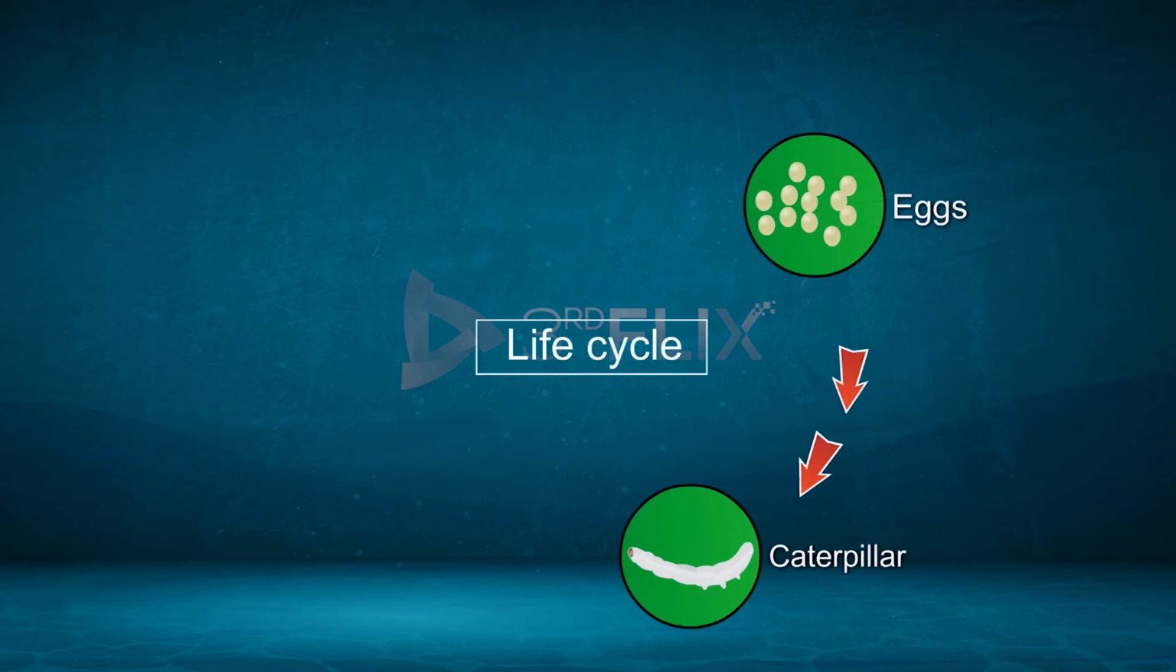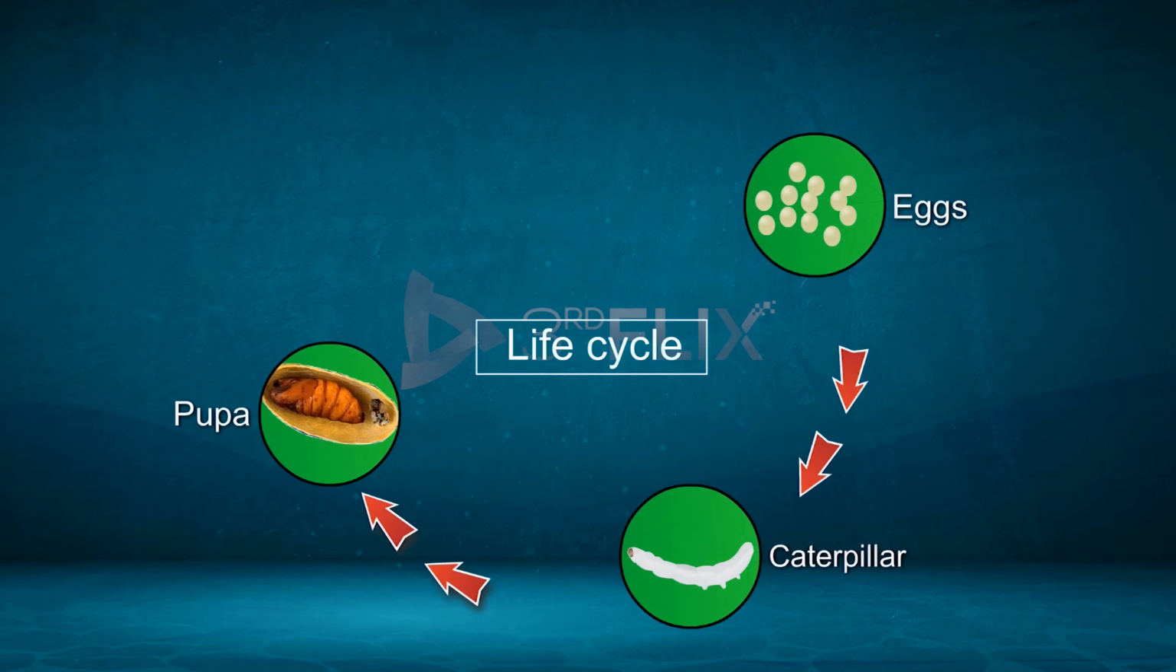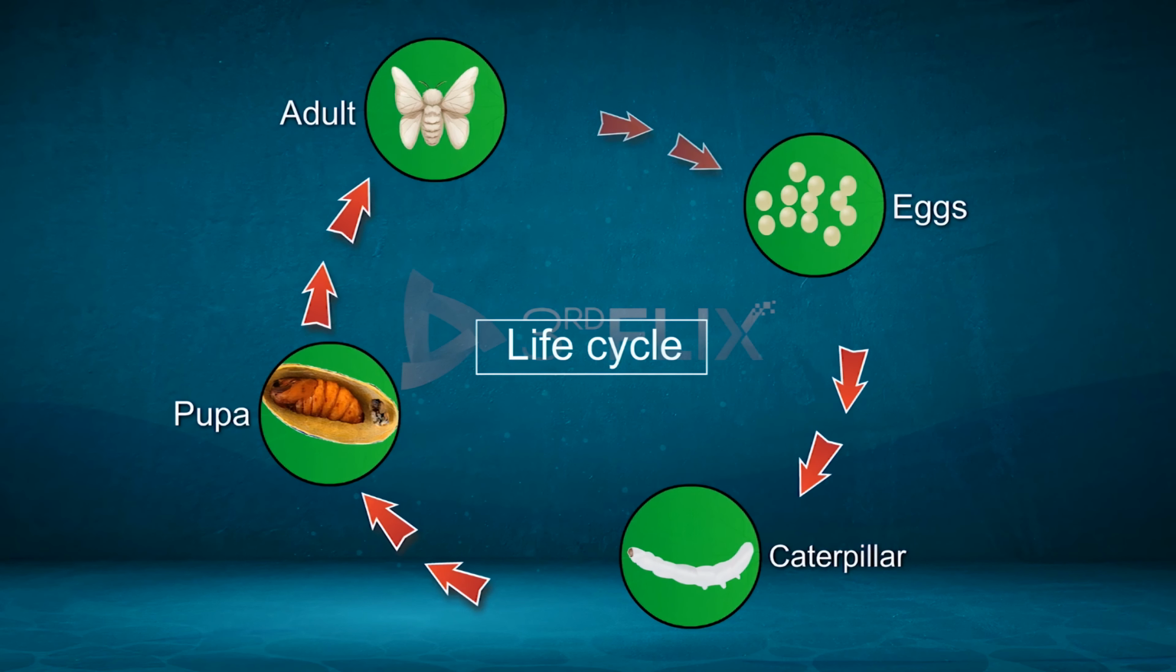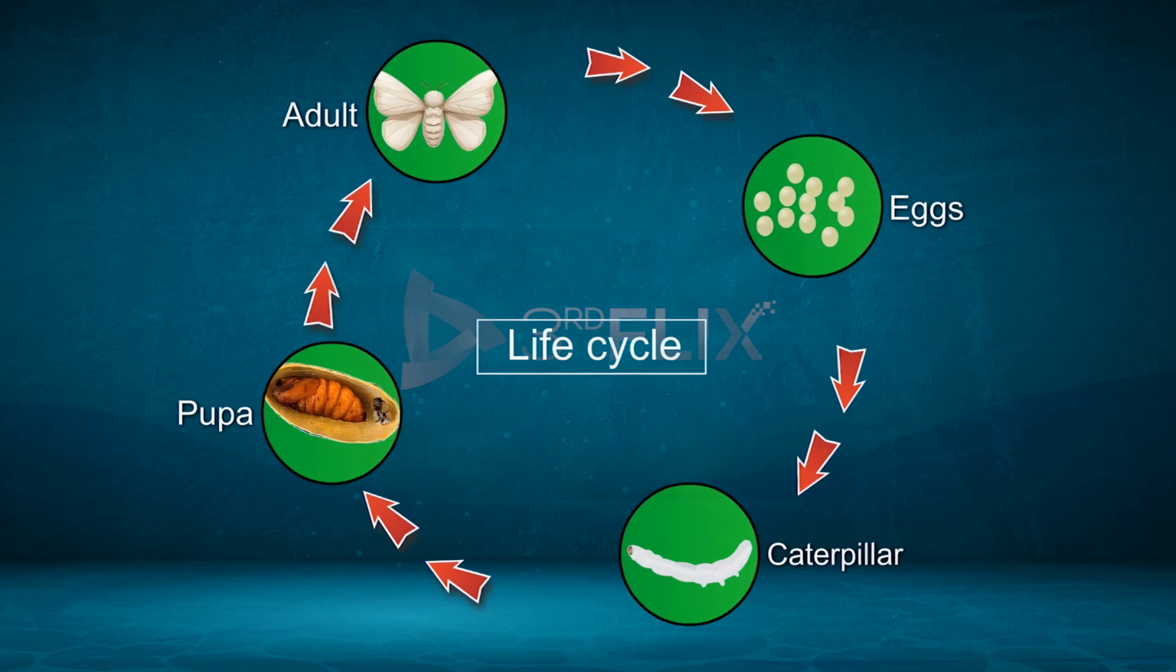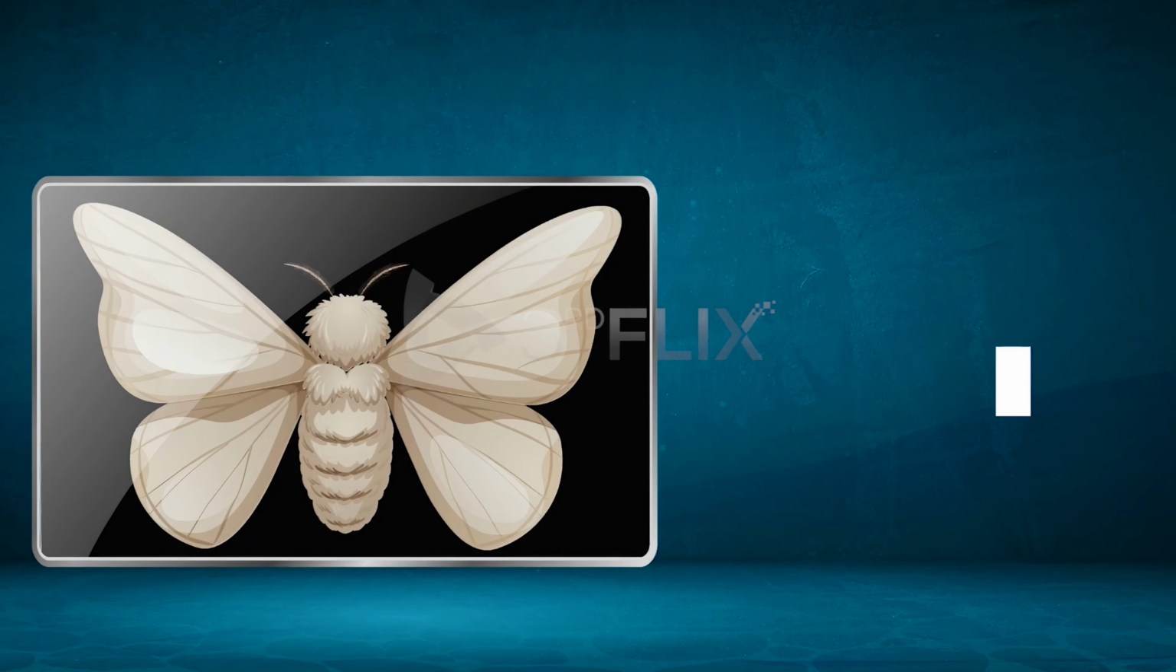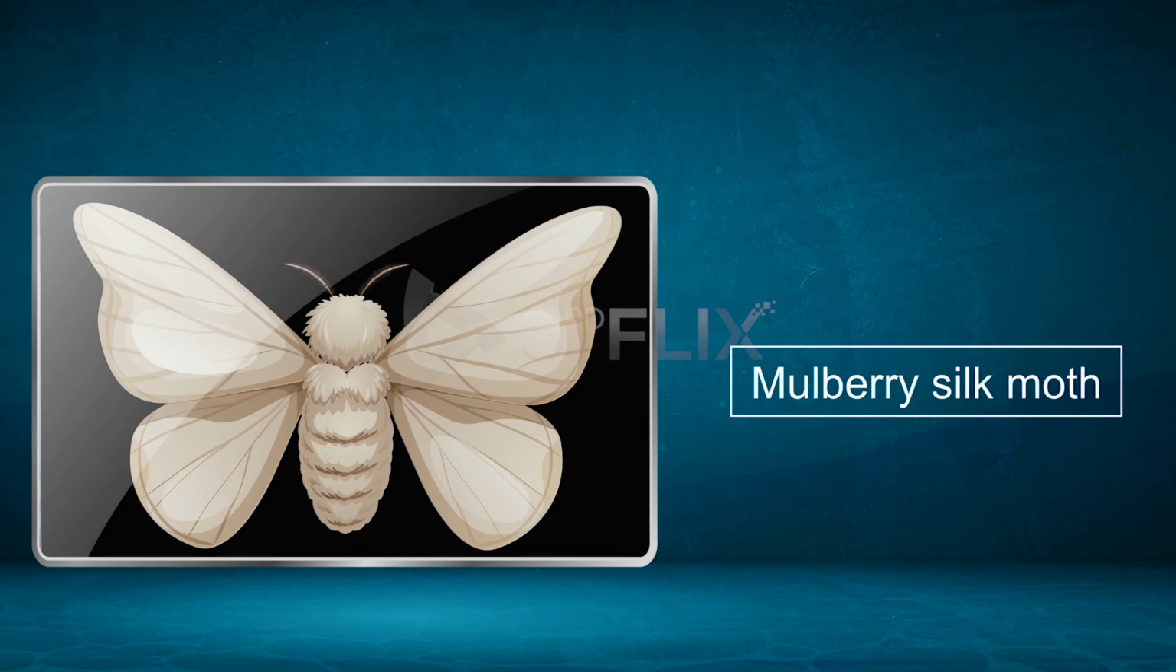Let us learn the life history of the silk moth. The life cycle of the silk moth consists of 4 stages: eggs, caterpillar, pupa, and adult. The most common silk moth is the mulberry silk moth.